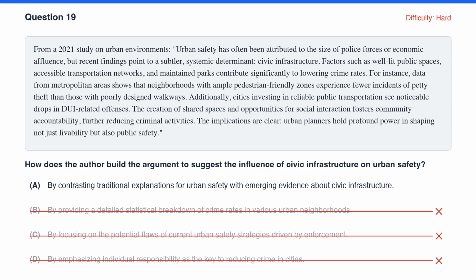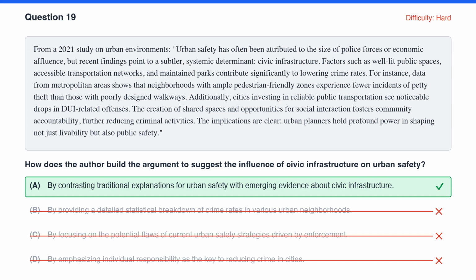C misreads the focus. The author does not critique flaws in enforcement-based strategies, but simply offers civic infrastructure as a more powerful systemic factor. D contradicts the passage, which centers systemic planning-level factors and community accountability rather than individual responsibility as the lever for reducing crime.